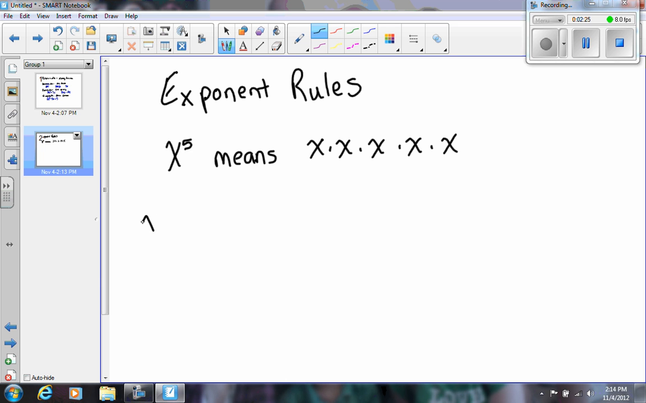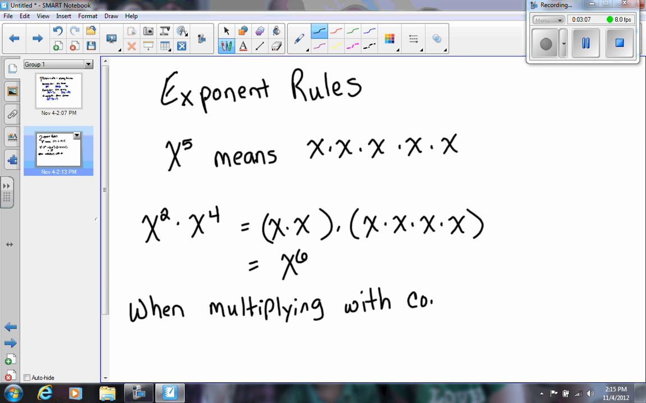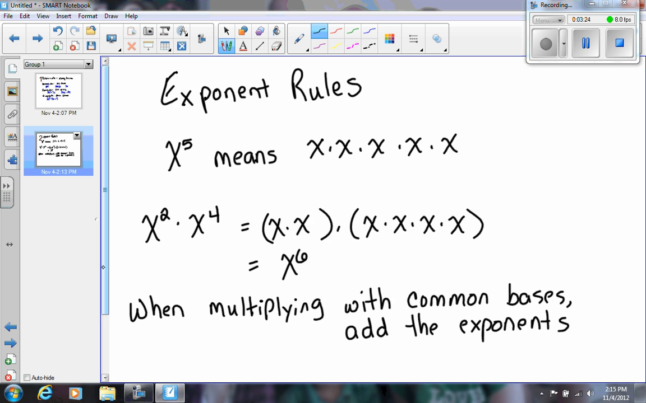Well, what about if you have something like x squared times x to the fourth? Well, if you think about what it means, we have x times x times x times x times x times x. Well, when you're multiplying, I really wouldn't need the parentheses. So I really have six factors of x, so I get x to the sixth power. And you might recall a rule that says when multiplying with common bases, add the exponents. So instead of writing it all out, we can just say 2 plus 4 is 6.